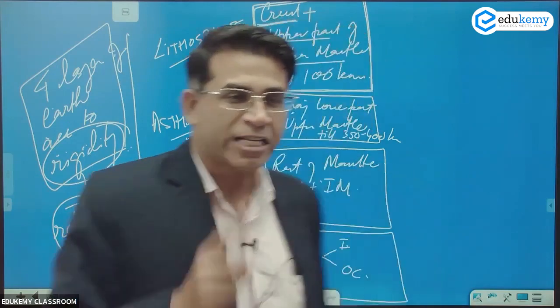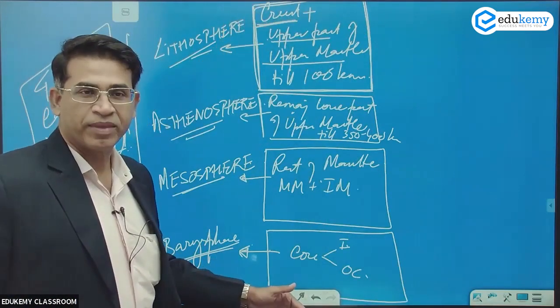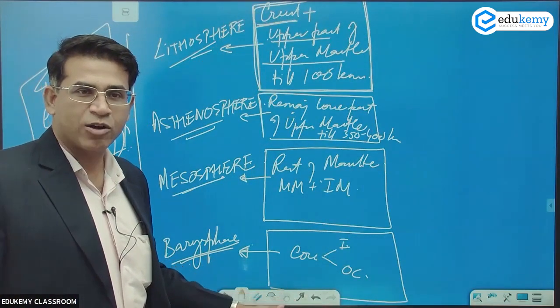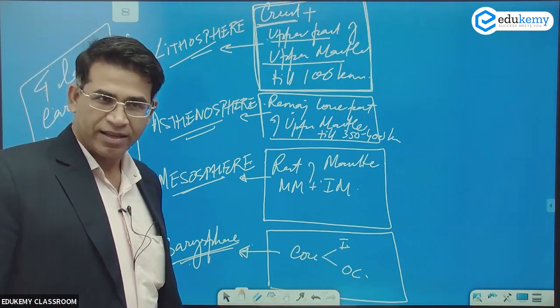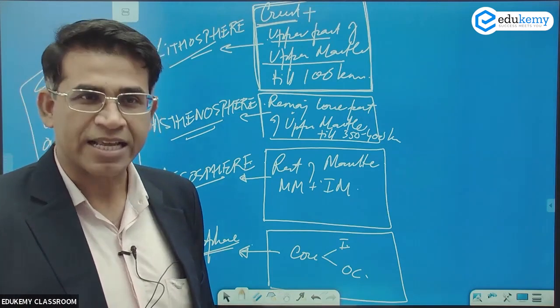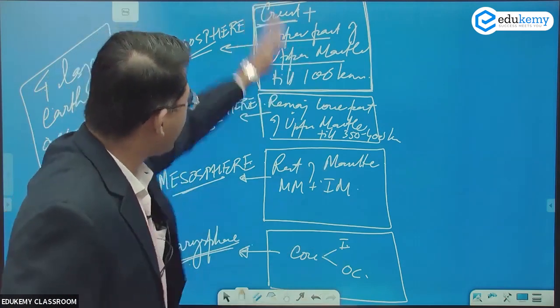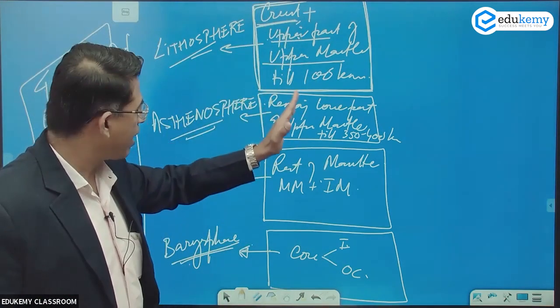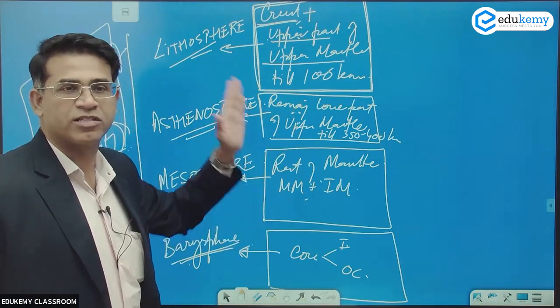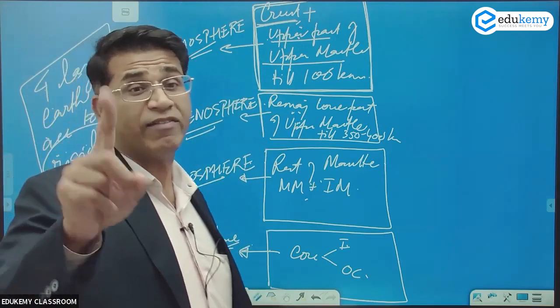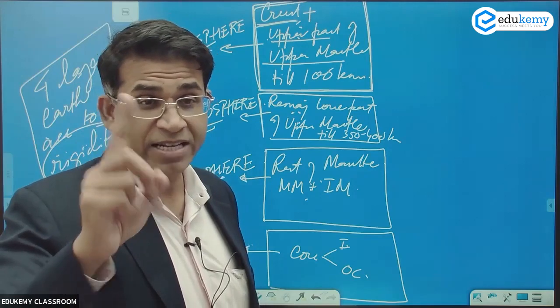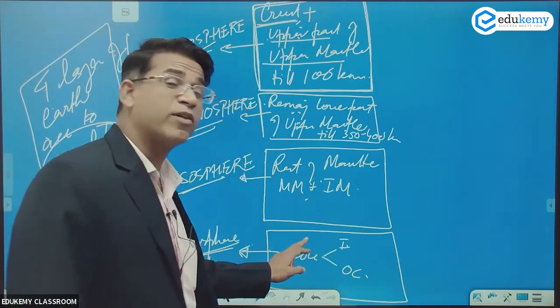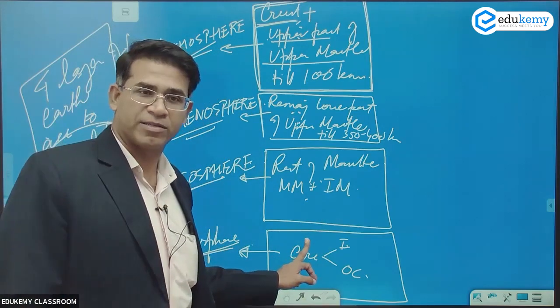So magma is part of which layer? Magma can be part of any layer. Like it can be part of the lithosphere. It can be part of this. It can be part of this. But yes, we do not have evidence of magma coming from the core, उसके evidence नहीं है हमारे पास.